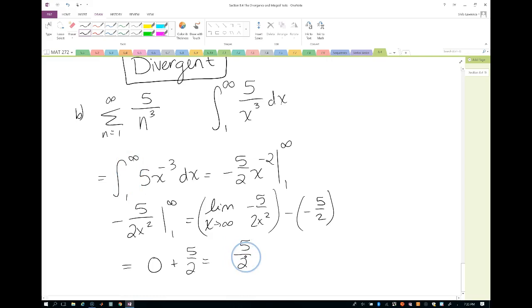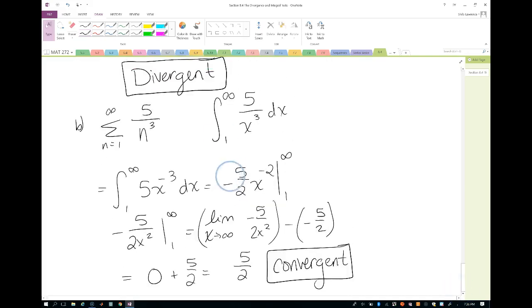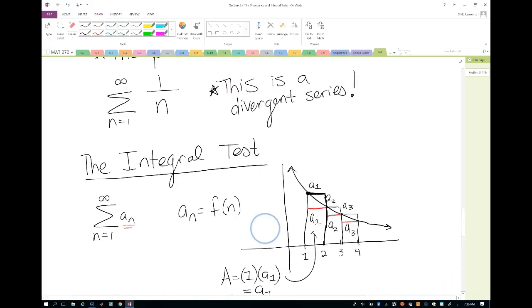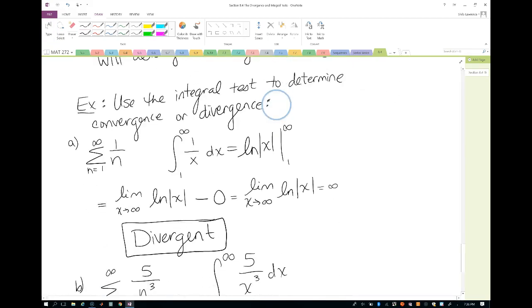Any finite answer indicates that it is convergent, and our series will always do the same thing. So if the improper integral is convergent, that means the series is also convergent. Now that doesn't mean our sum is 5 halves, although 5 halves is a decent approximation, depending on how exactly the overage and the underage that we're going to have might throw it off just a tiny bit.